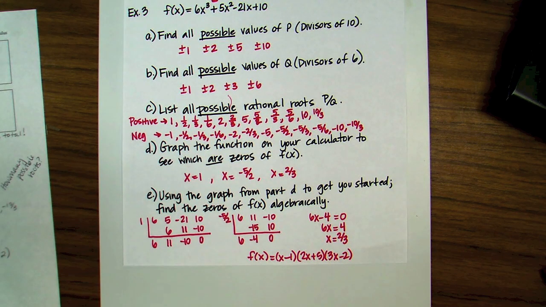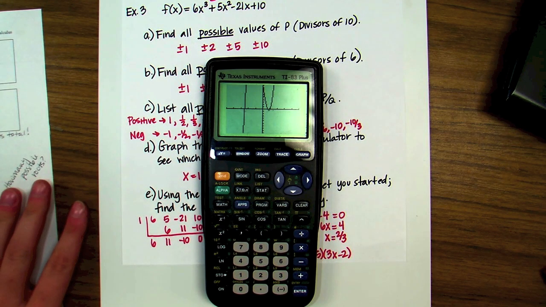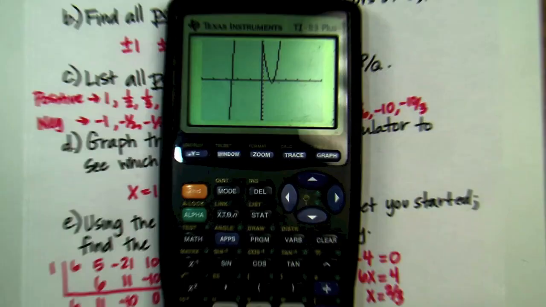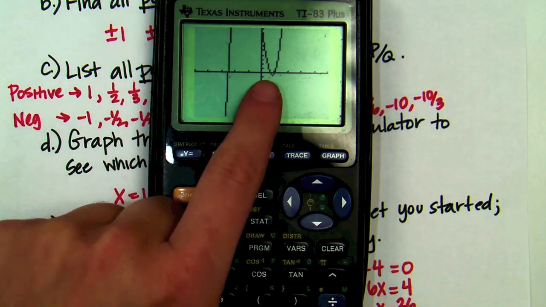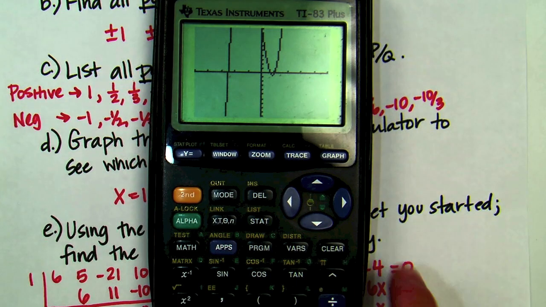In this example, it asks you next to graph the function on your calculator, so graph f of x, and then approximate on your graph which of those possible roots that we just found is it going to be. Okay, so those p over q's.